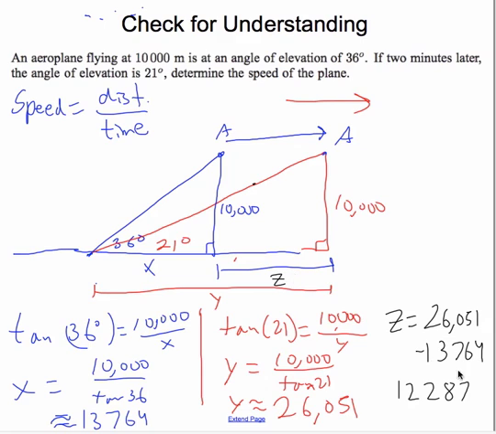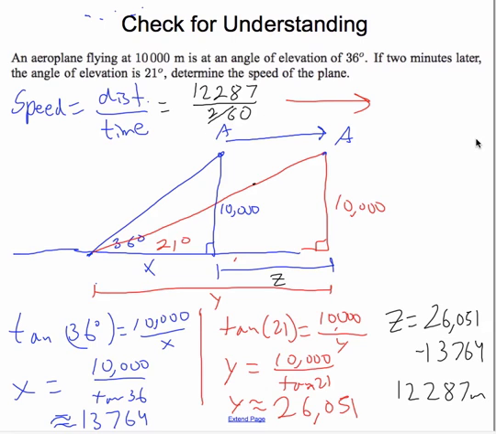Okay, so that is the distance traveled in that period of time. It took 2 minutes. So that's 12,287 meters in 2 minutes. Now maybe we want to get speed per hour. So how many minutes are there in an hour? There's 60 minutes in an hour, so this is 2/60ths of an hour. That's one way we can do it.